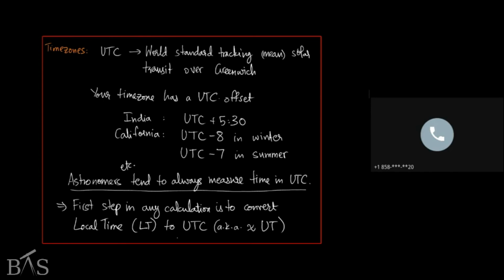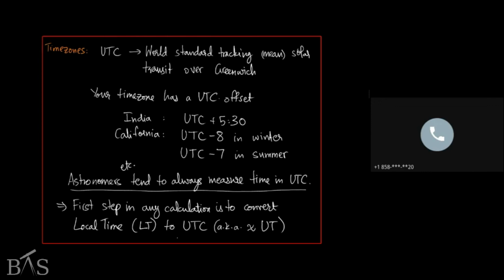And every time zone has a UTC offset. We know this, for example, India is UTC plus 5.5 hours. So if the time in Greenwich is 12 p.m., then the time in India is 5:30 p.m. So we all know this and we are familiar with this. And in America, there are maybe 4 or 5 time zones. I don't know exactly. I think five.